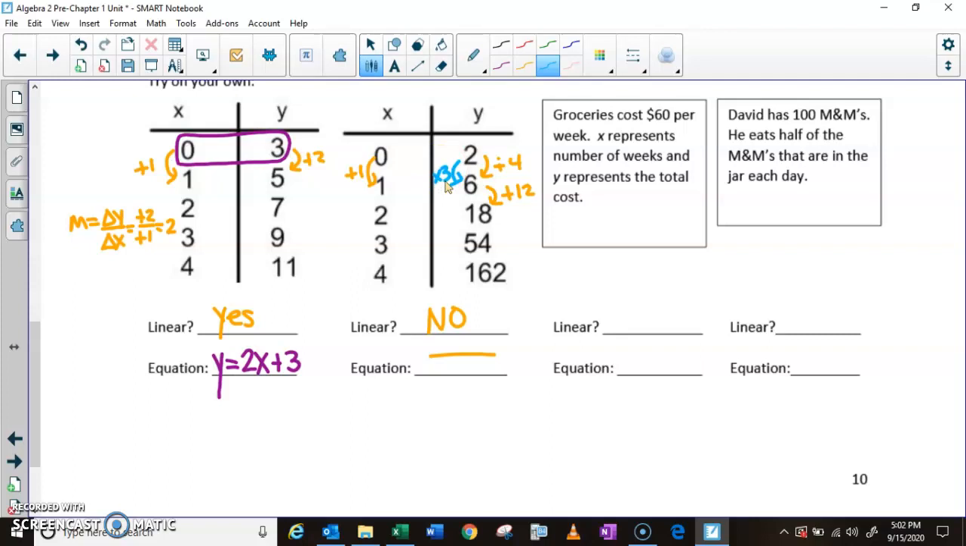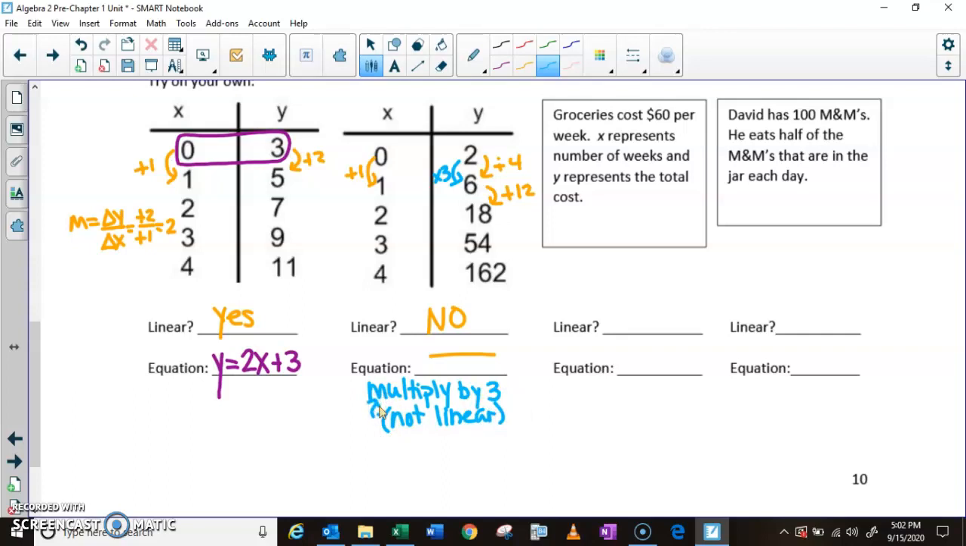So multiplying by the same number is not what we're looking for as a pattern if it's linear. Remember, my pattern for linear is I have to be adding or subtracting the same value each time, not multiplying. So multiplying by 3, that is a pattern, but that means it is not linear, because multiplying is not what we're looking for.